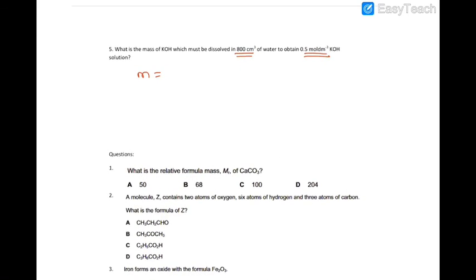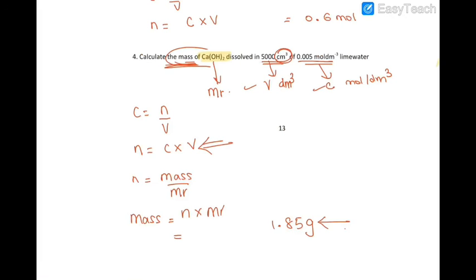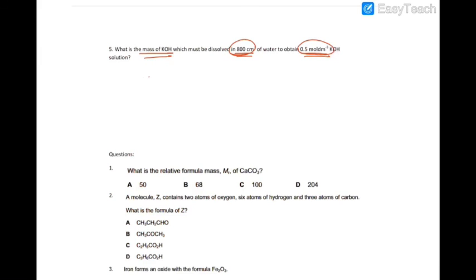For question 5, here again, you're given concentration in mole per dm cube. You're given volume in centimeter cube. You need to find the mass. So it's the same way as question number 4. Try to work this out on your own. You should get a mass of 22.8 grams.